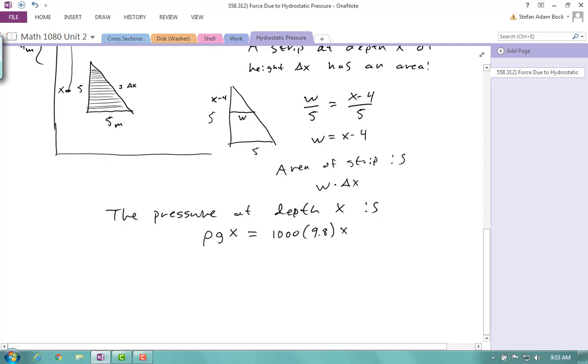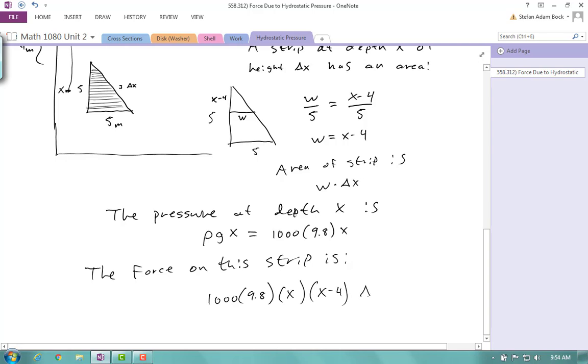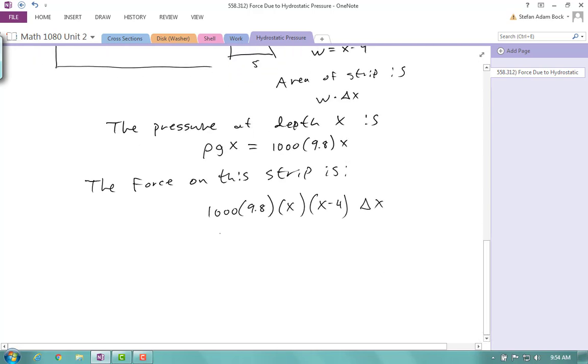So the total force due to hydrostatic pressure on this strip is going to be the pressure multiplied by the area of the strip. So 1,000 times 9.8 times w, which is x minus 4. Oops. I need the x from the pressure times the x minus 4 from the w times the delta x. So that's my rho g. There's my depth. There's my width. And there's my height.